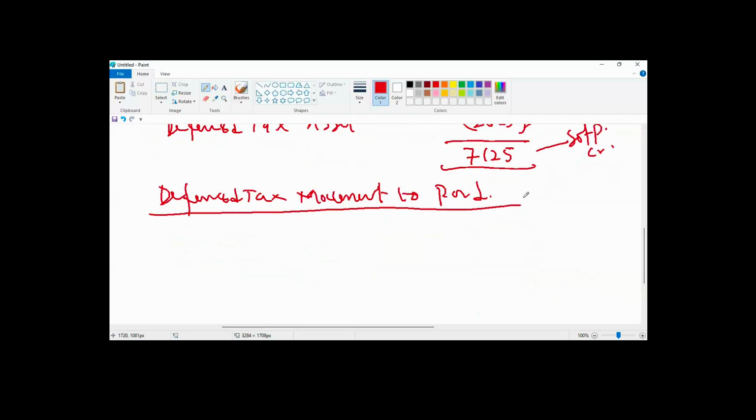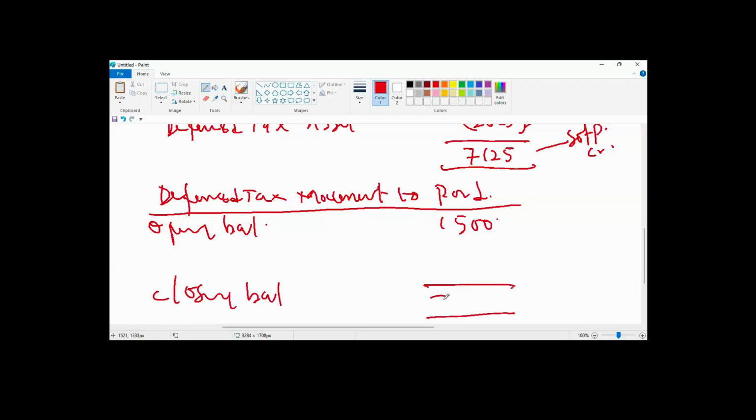The question has told me to be charged. Did they give me the opening balance? Yes, in the question it said the opening balance of deferred tax is 15. What do we close with? The closing balance is 7125.